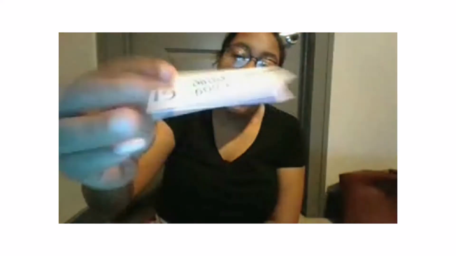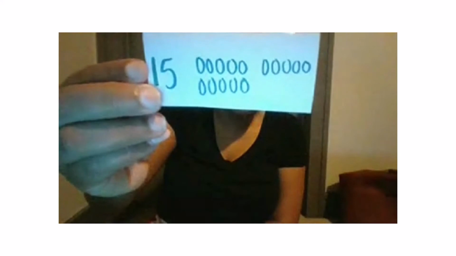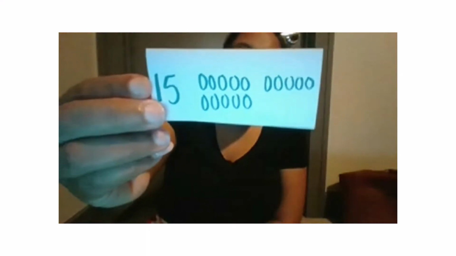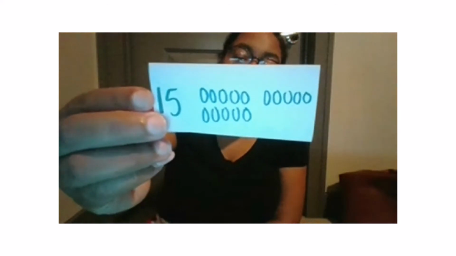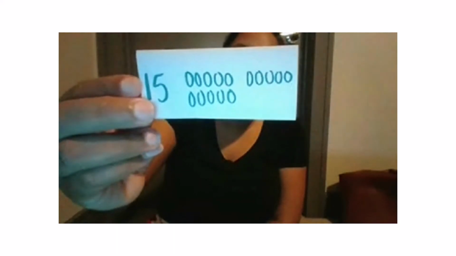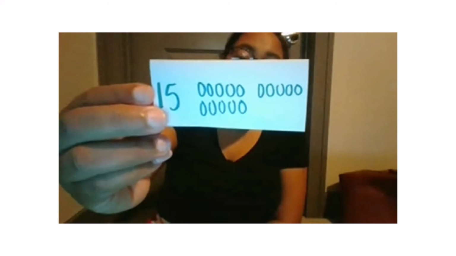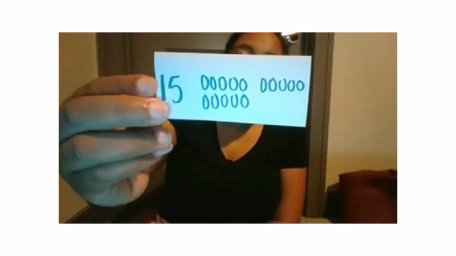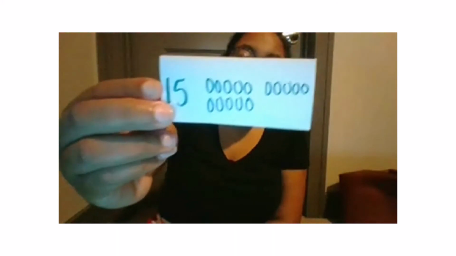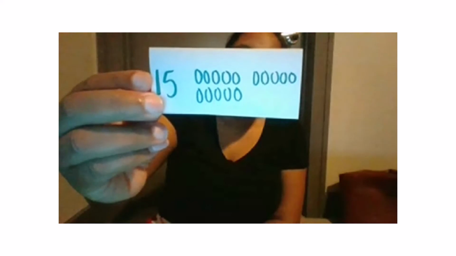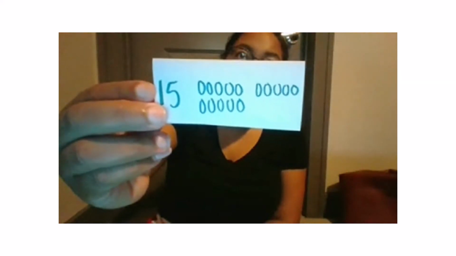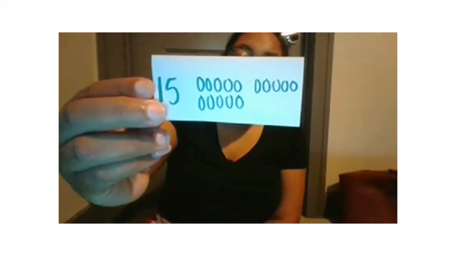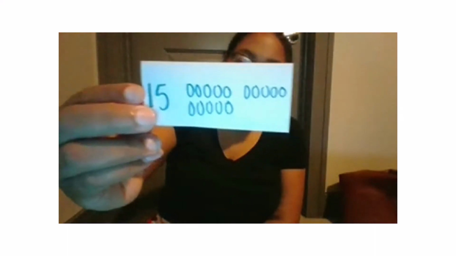All right, now write the number 15. And write the circles in a 10 frame way. Write the number 15, and then I want you to draw me the circles in a 10 frame way. You got about 10 seconds left.